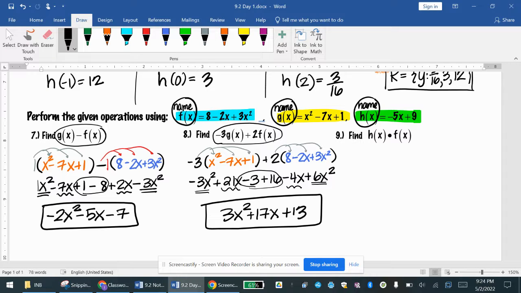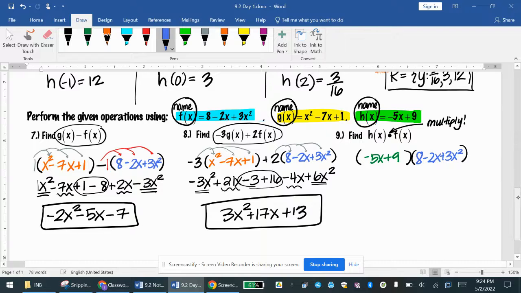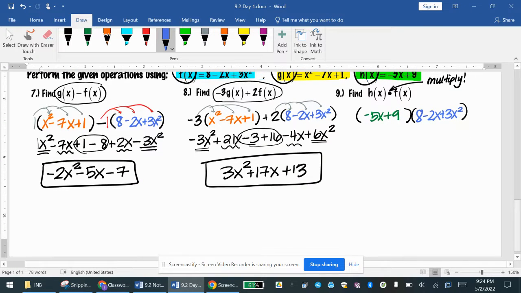Okay, last but not least, h of x times g of x. So this little dot means multiply. And when we did this, we would just put the parentheses back to back for the two polynomials. So in the first one, I'm going to put -5x plus 9. And in the second one, I'm going to put f of x. So I don't know if you guys remember this, but this actually took a little bit more effort when you're multiplying polynomials because you actually have to distribute both of these pieces to everything on the other side.